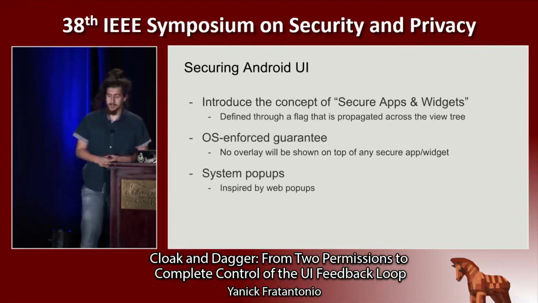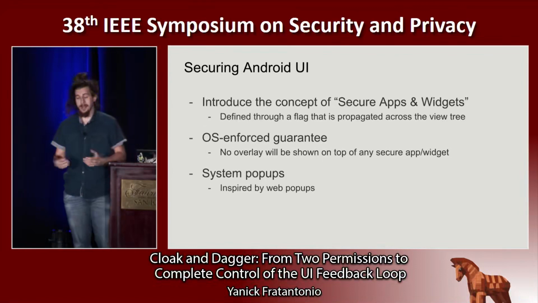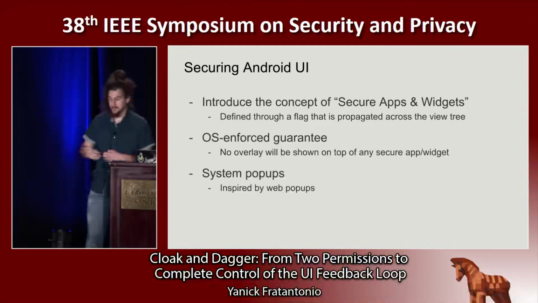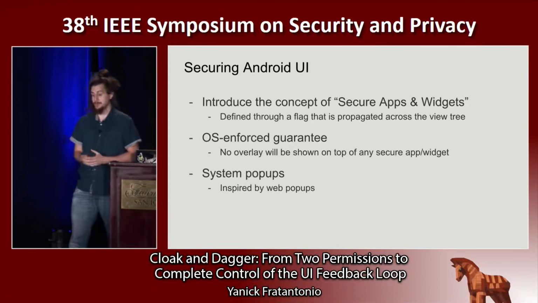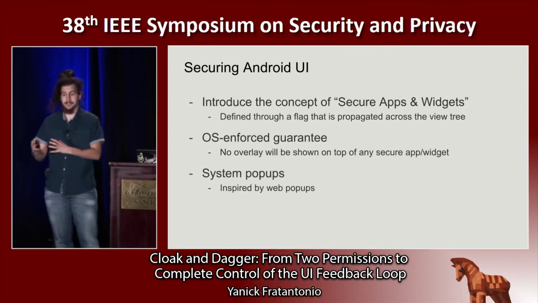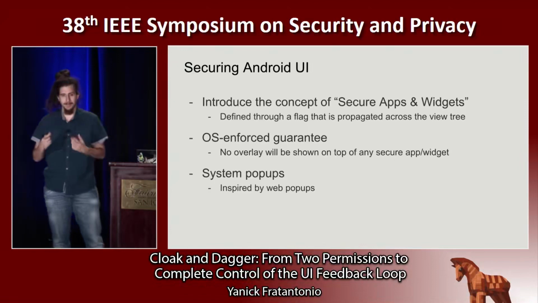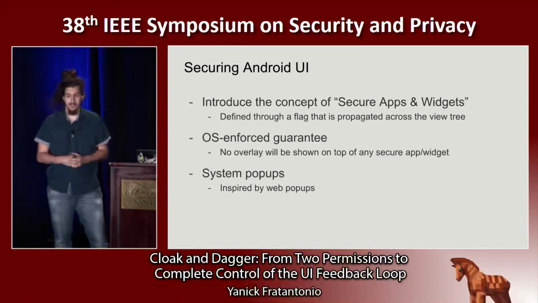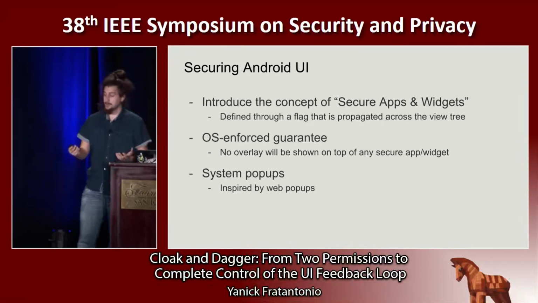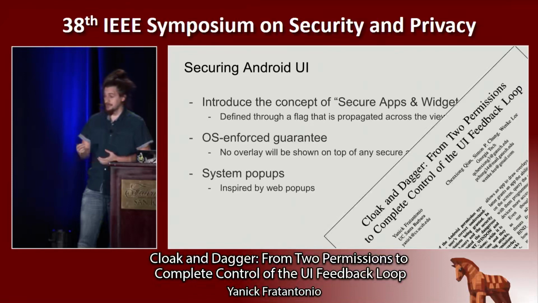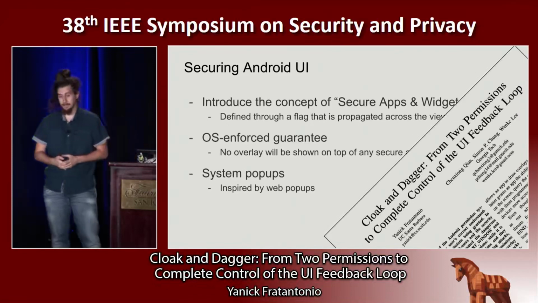In the paper, we also describe a number of ways to secure the UI. We try to propose secure apps and widgets, things like this, or guarantees that the OS should enforce for the secure apps and widgets. And in certain scenarios, maybe we should have something like system pop-ups, like the web pop-ups we used to know, where you cannot really configure them. It's something with a message, with the icon of the app generating it, and that's about it. Of course, I don't have time to describe our proposal, but all the details are in the paper.